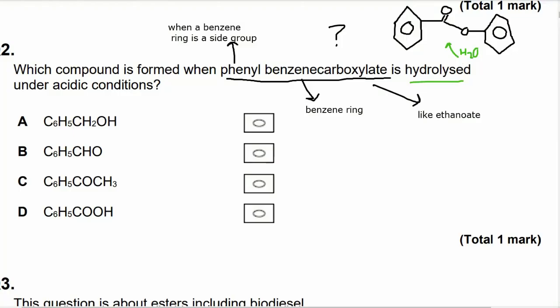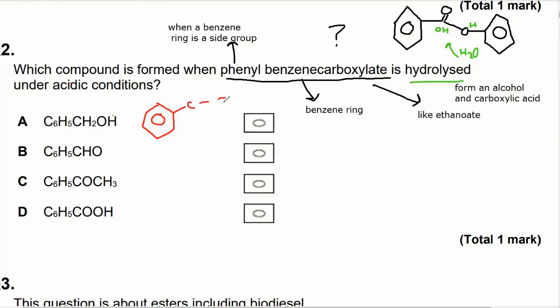So during hydrolysis, we're going to add an OH to the carboxylic acid group, and we're going to add an H to the O there to make an alcohol. So really, when you break up an ester type bond, you're going to form an alcohol and a carboxylic acid. So that means our product A, B, C, or D that it's talking about has to either be an alcohol or an acid.